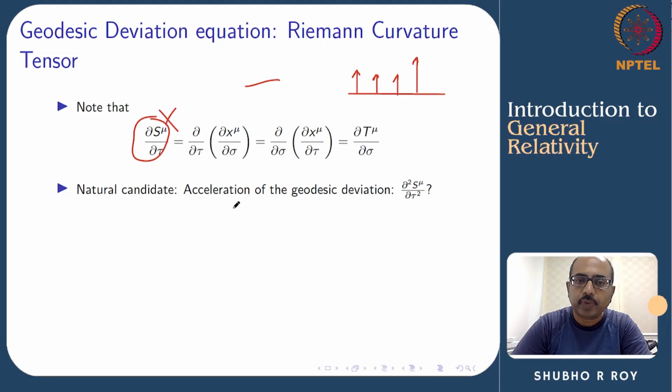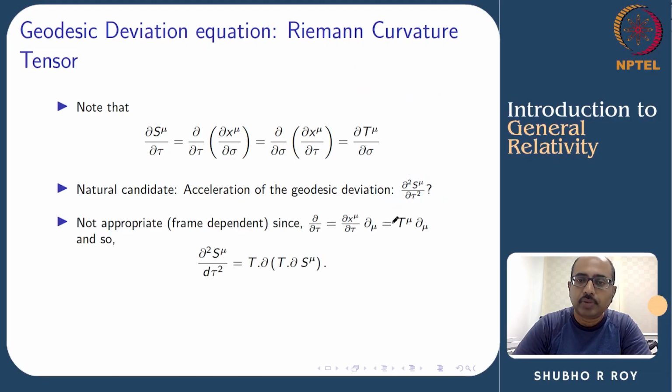In fact, as it happens in physics, most interesting quantities are second order derivatives, like acceleration. So maybe we should look at the acceleration of the geodesic deviation, which is given by the second derivative of S mu with respect to tau. That is not just the rate of change, but the second order rate of change, the acceleration.